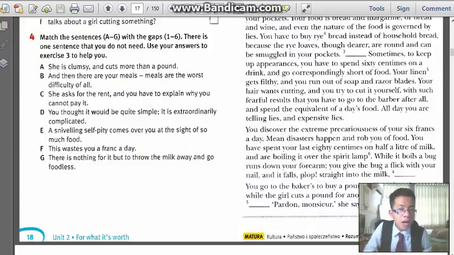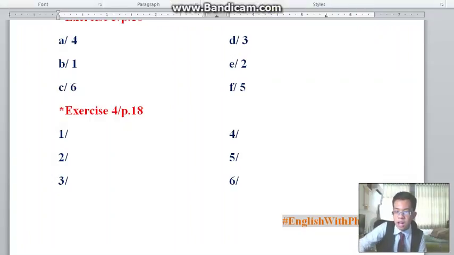Okay, so now let's do it with me as an example. Now, A, we will read all from A to G first. She's clumsy. She cuts more than a pound. So we underline the word cut. Speaking about cut, talks about a girl cutting something. F. We had for blank 5. Cuts more than a pound. So A will be going with blank 5. Okay, so 5A. That's easy, right?